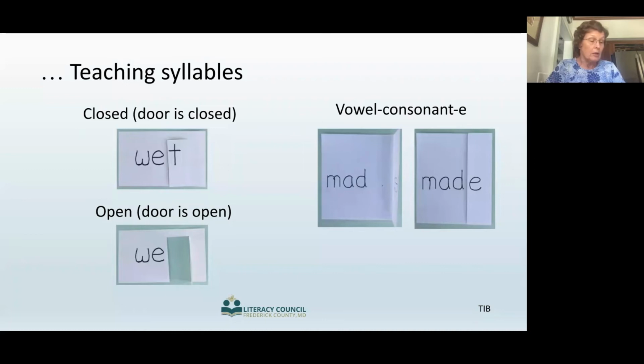The vowel in an open syllable is not closed in by a consonant, and the vowel sound is almost always long, as in the word we. So if the door is open, we don't see the T, and we just see we. The E is long. So with these little doors, you can show the open and closed syllables. It's a neat memory device. The closed door, closed syllable, open door, open syllable.